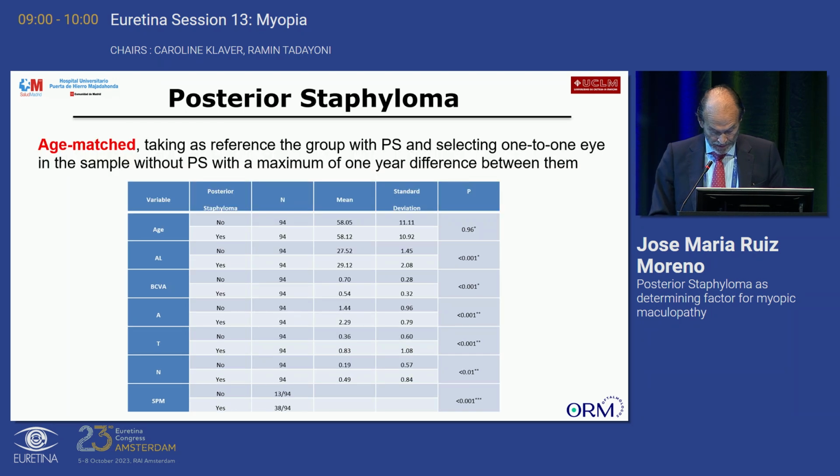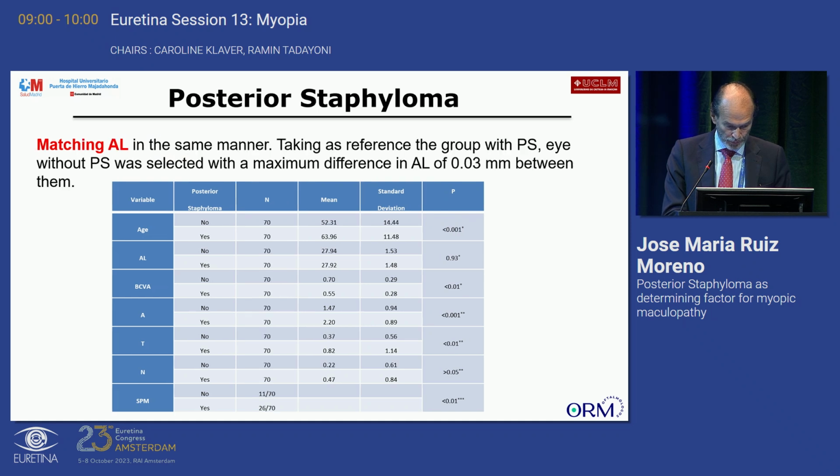To avert the possible impact of age and axial length on the development of posterior staphyloma, 2 cohorts were made with the same number of patients presenting posterior staphyloma as those without. This is the age-matched group with 94 eyes per group, in which we find again that eyes with posterior staphyloma are longer with worse visual acuity, and the same for the atrophy, traction, and neovascularization components. There is also a greater number of patients with severe pathologic myopia.